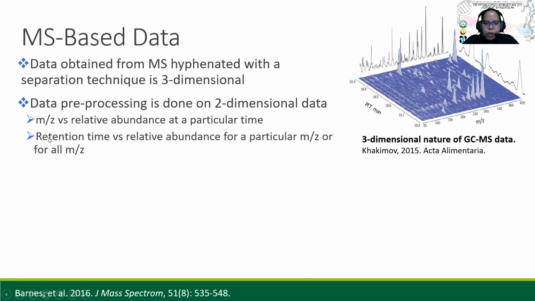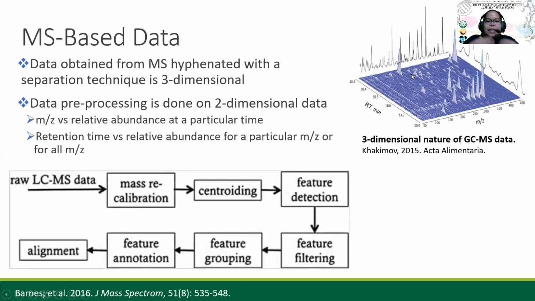On the other hand, you also have the dimension of retention time versus the relative abundance for a particular MZ or for all MZ. So for example, for this particular MZ, like at 200, you have an extracted ion chromatogram, or you can generate an ion chromatogram for that particular MZ. Or in the case that you're looking at all MZ values, then that will be your total ion chromatogram.